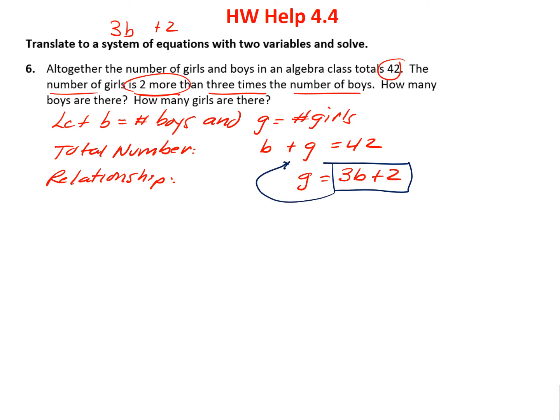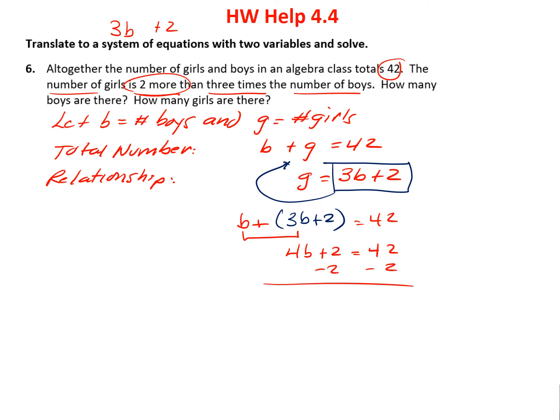So we can write our equation as b plus 3b plus 2 equals 42. Now we'll combine terms here: 4b plus 2 equals 42. Subtract 2 from both sides, and we get 4b equals 40. Divide by 4, and we end up with b equals 10.